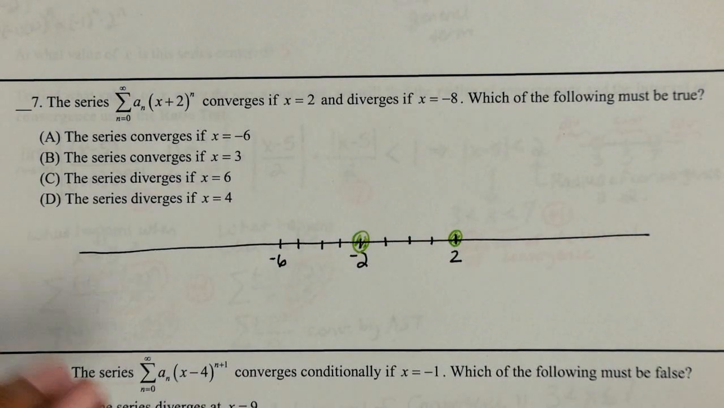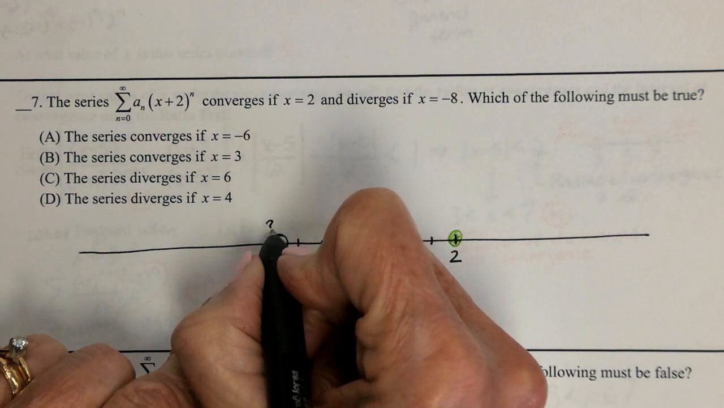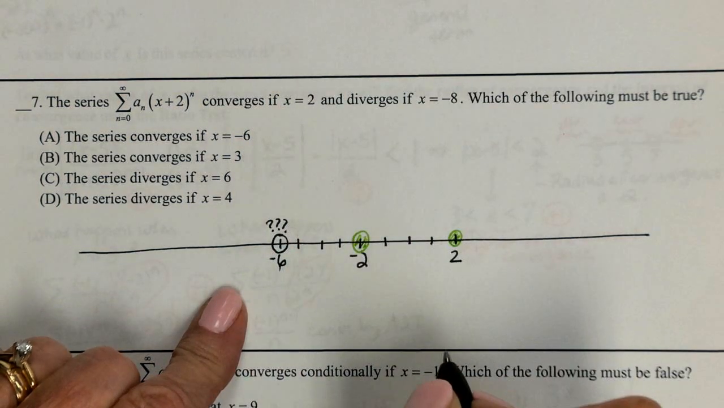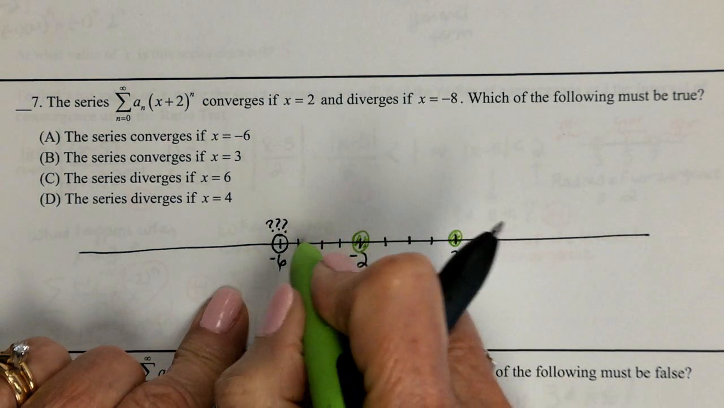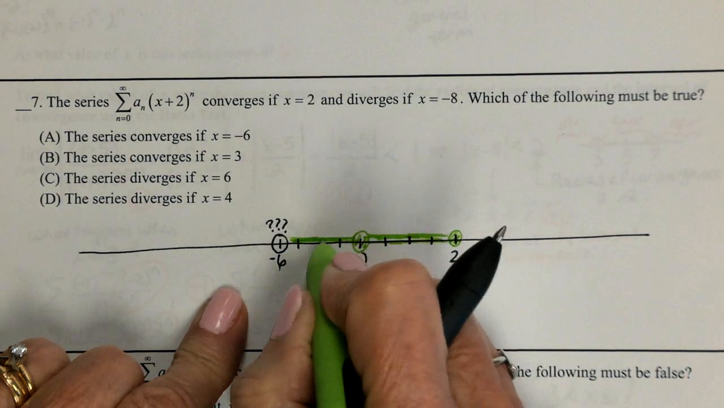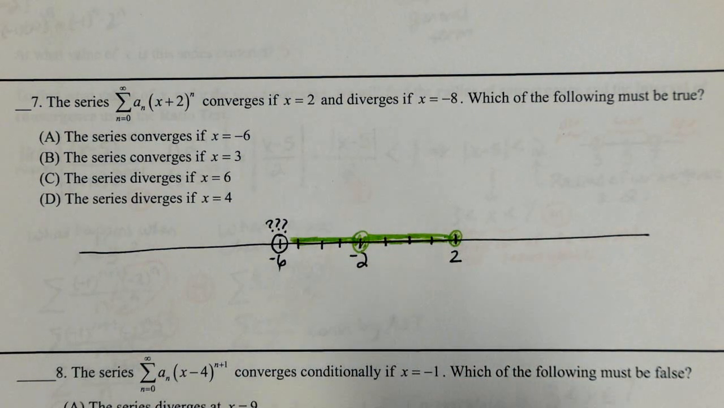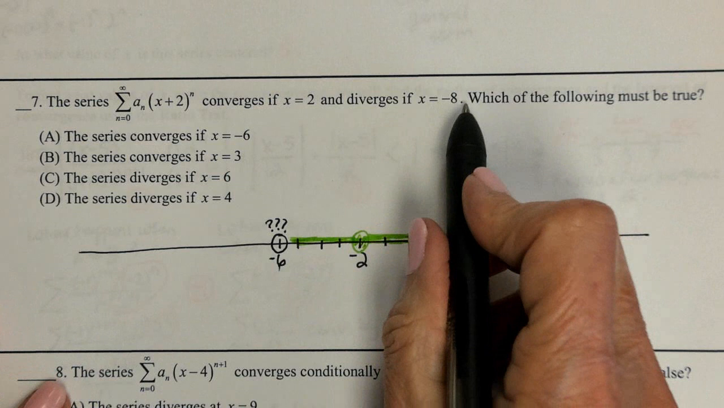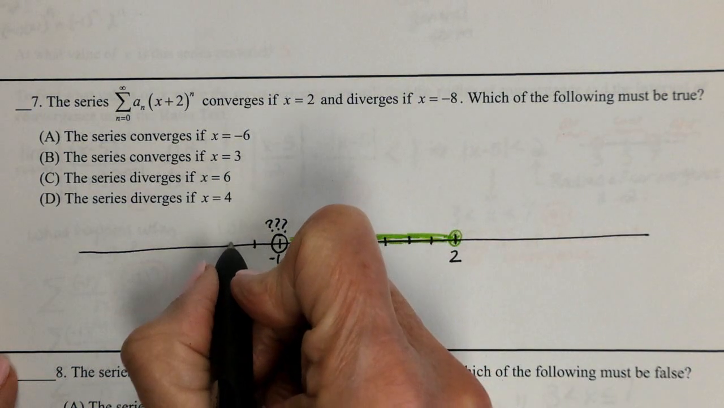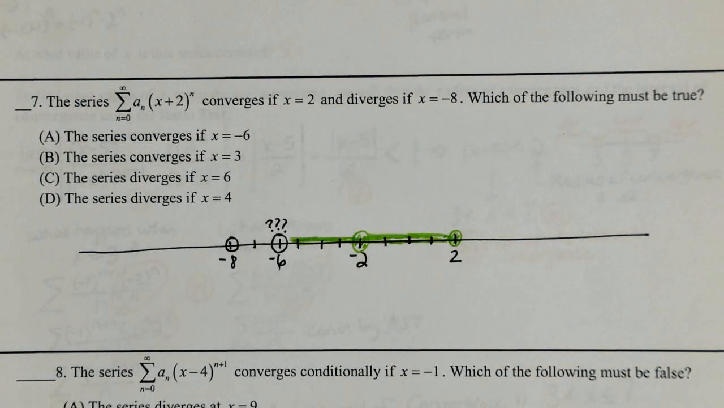Okay. I don't know what's happening right here. I don't know. But I know up until then, I converge. I converge, converge, converge, all there. Okay? I diverge at -8. -8. I'm diverging right there. Okay, had a little slight interruption there.